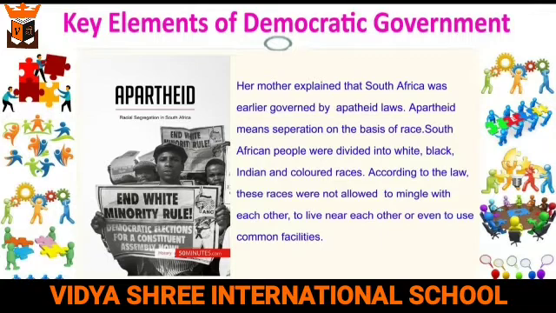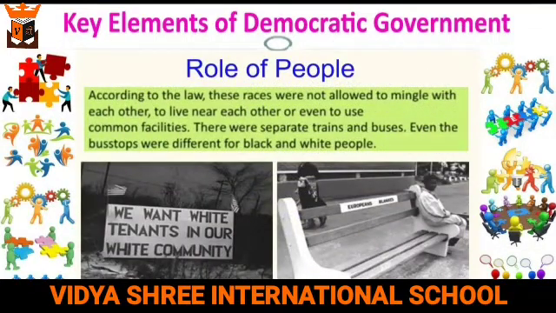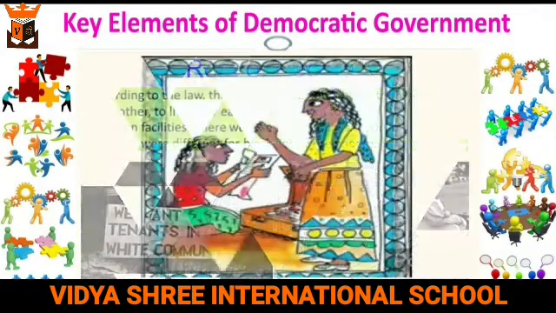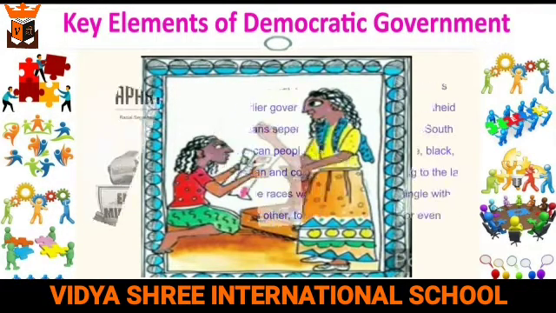South African people were divided into white, black, Indian, and colored races. According to the law, these races were not allowed to mingle with each other, to live near each other, or even to use common facilities. Maya could not believe her ears. Maya's mother sounded angry when she spoke about life under apartheid.